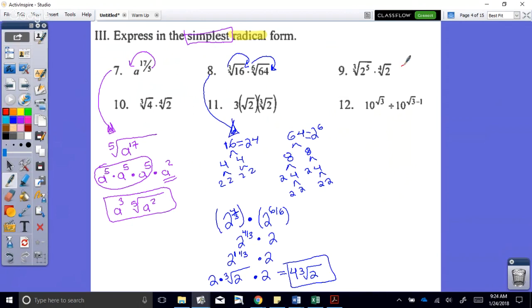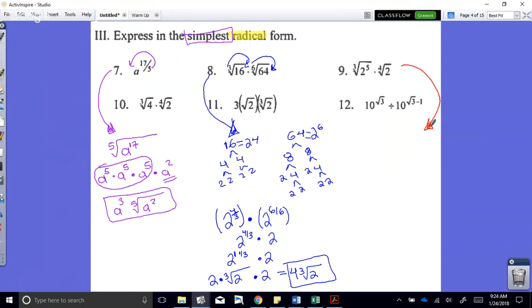Okay, which leads us to the last one. Same type of thing. The index doesn't match, so we can't use radicals. Notice this time they give you matching bases. So I'm going to write this as 2 to the 5/3 times 2 to the 1/4. Multiply powers with the same base. You keep the base, and you add the exponents.